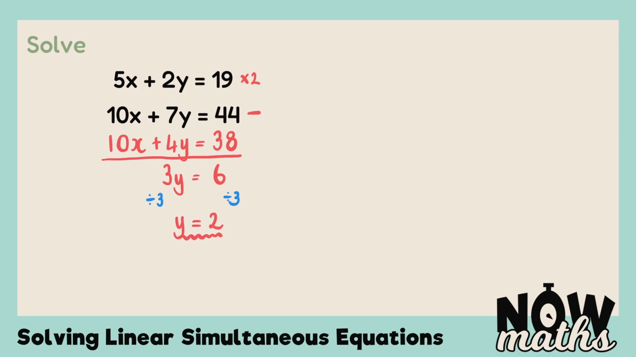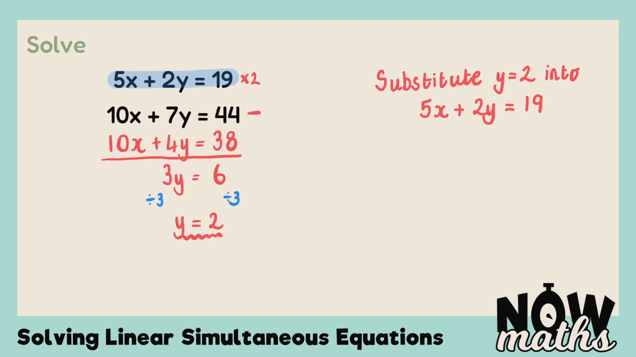When we've found one value, the rest of the method is exactly the same as previously. So we're going to make a substitution that will allow us to work out the x value. In this case, I'm going to choose to substitute into the top equation because the numbers are smaller. So now when we make our substitution of y for 2, we write down 5x, 2y becomes 2 multiplied by 2, which is 4, equals 19.